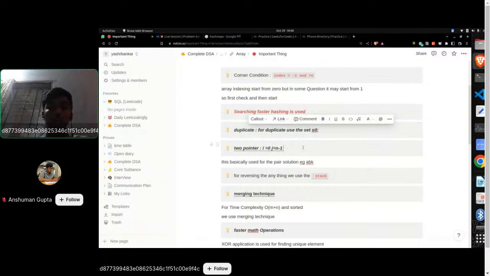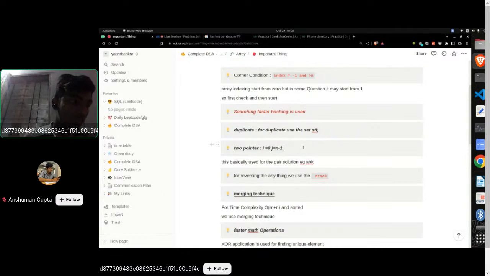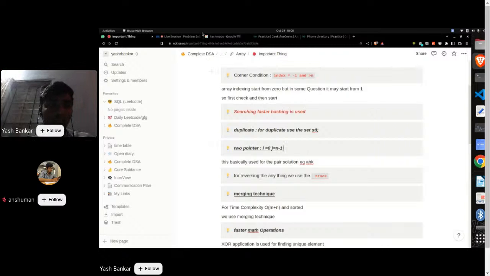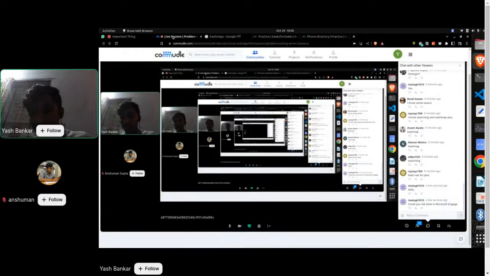Two pointer approach. So what is the two pointer approach? Two pointer is a very vast topic. Let me give one example. You have to reverse the array. In that situation what will you do? Here you can use two pointer logic, and there are multiple things which can be solved using two pointer logic. Everyone getting my points? Anything else?